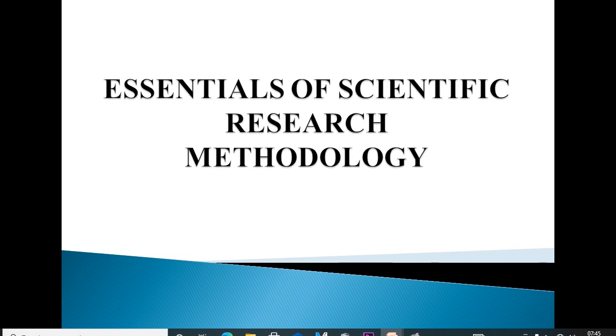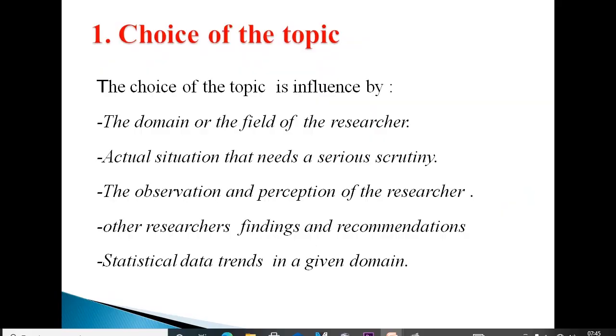As we said, we are talking about the essentials of scientific research methodology. For you to carry out scientific research, the first step is to choose the topic. The choice of the topic is influenced by different factors. First of all, there is the domain or the field of the researcher.